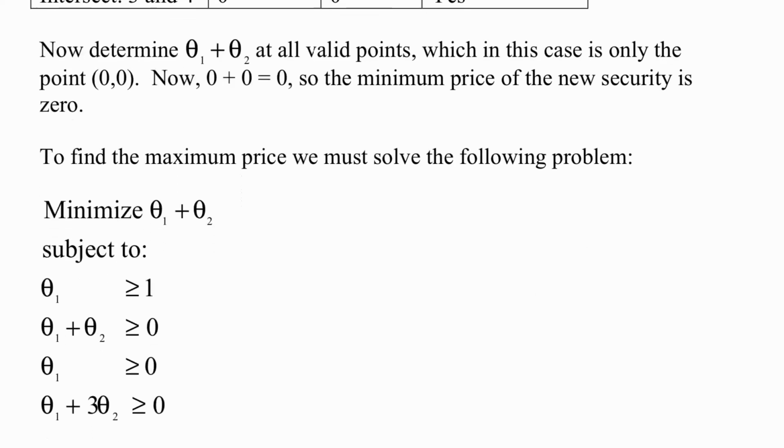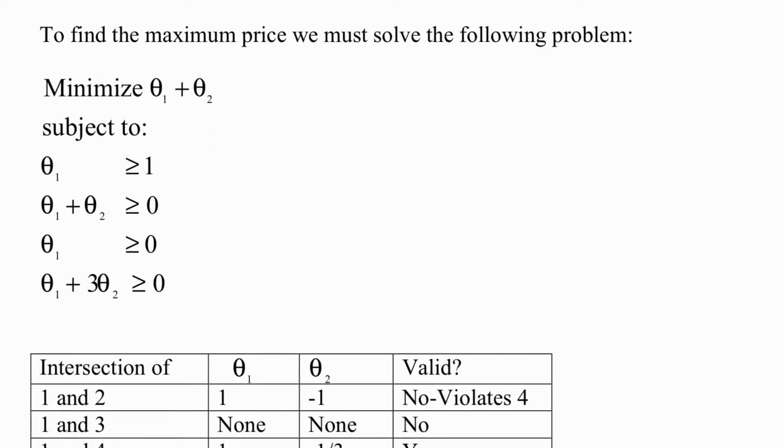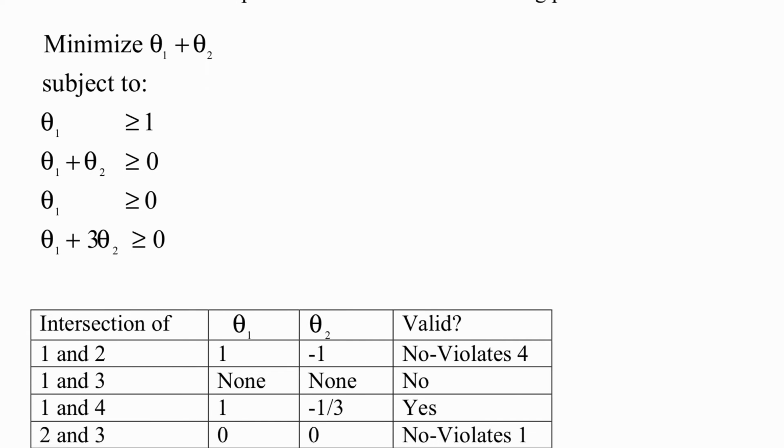To find the maximum price, we must solve the following problem. Minimize theta 1 plus theta 2 subject to theta 1 greater than or equal to 1, theta 1 plus theta 2 greater than or equal to 0, theta 1 greater than or equal to 0, and theta 1 plus 3 theta 2 greater than or equal to 0.